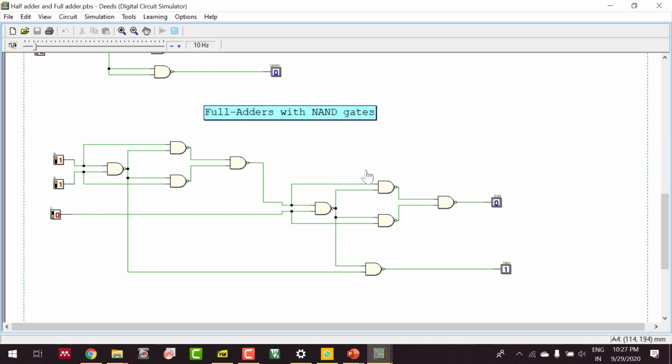So your job is to construct your half adder and full adder with NOR gates. Please take it as a homework kind of thing. Please try to do it on your own using DEED software. So this is all about adder circuits: half adder, full adder, and half adder and full adder with NAND gates. Now I'm going to show you half subtractor and full subtractor.